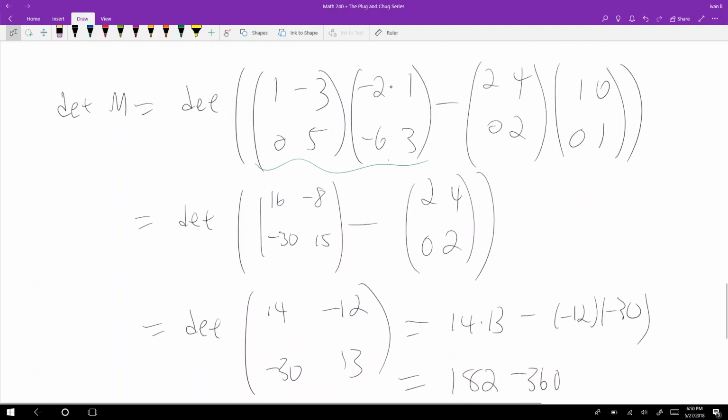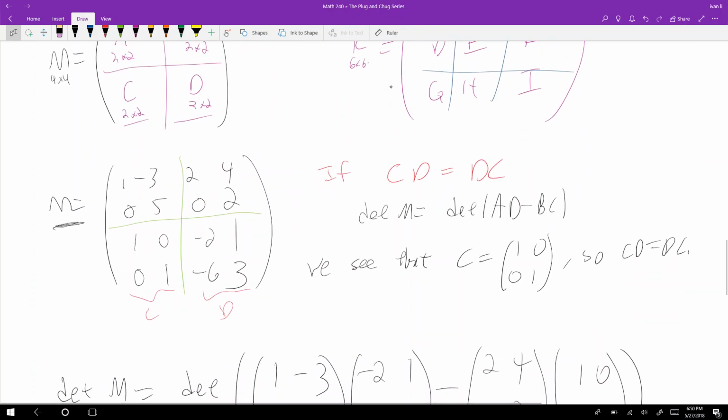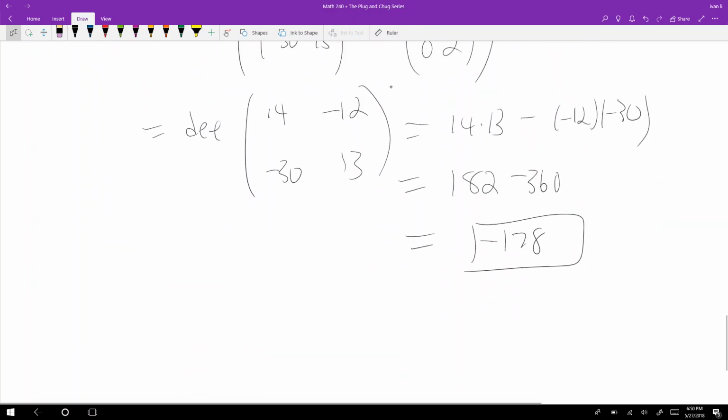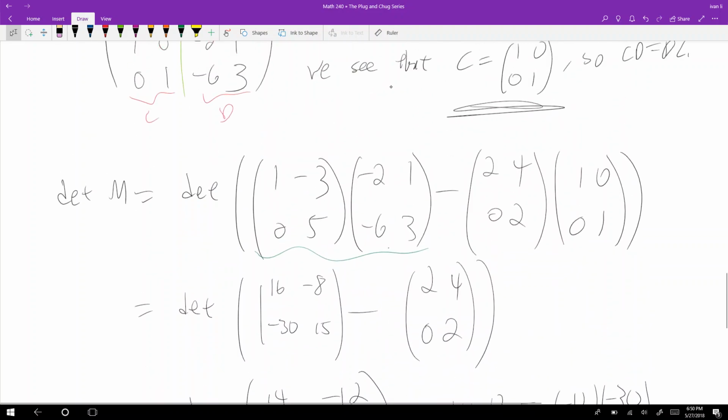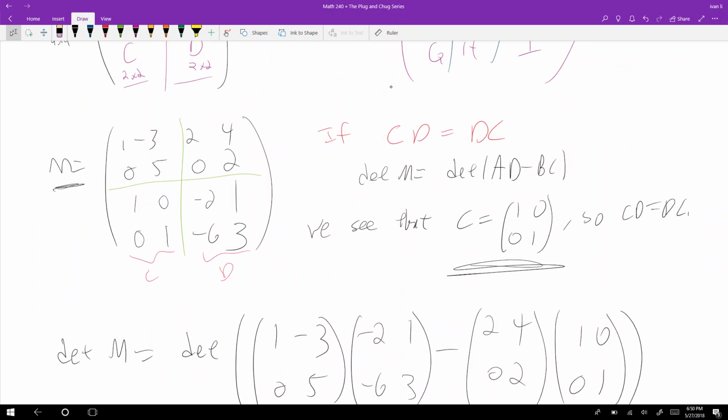And this was actually very painless. Once you realize that CD is equal to DC, and C is the identity matrix, we're done. It's pretty quick. It's just some algebra at that point. So a lot better than cofactor expansion. Look for this in block matrices. It can show up. This applies to anything, right?